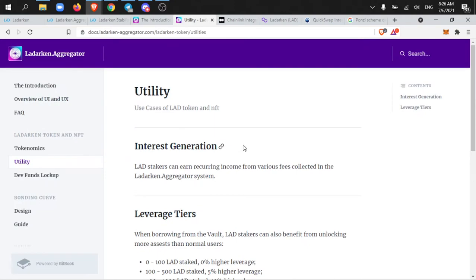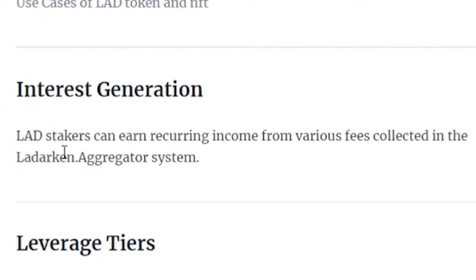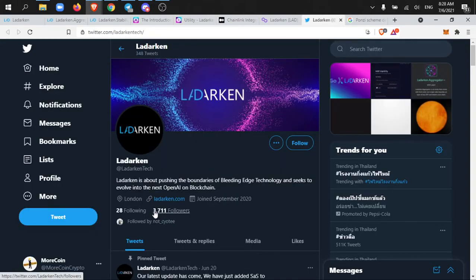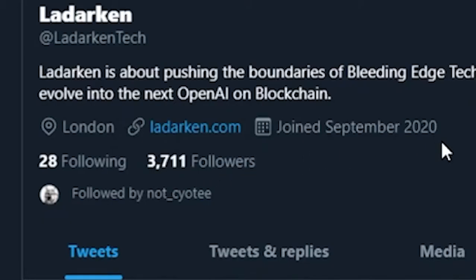The next white paper is about the LAD aggregator, and the majority of the information is right here in this first line where it says LAD stakers can earn recurring income from various fees collected in the LAD aggregator system. The rest of it is talking about borrowing, which again isn't out yet. And like I said before, when I went to try to ask when we can expect these things, I was told no timelines.